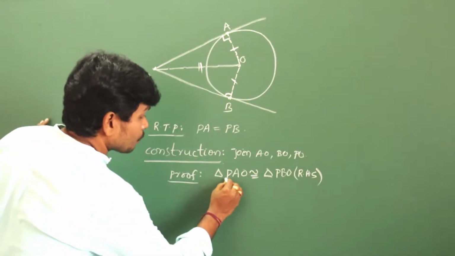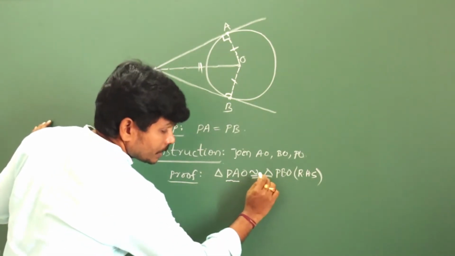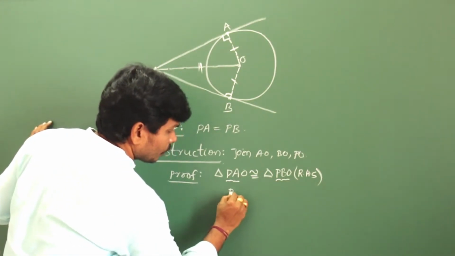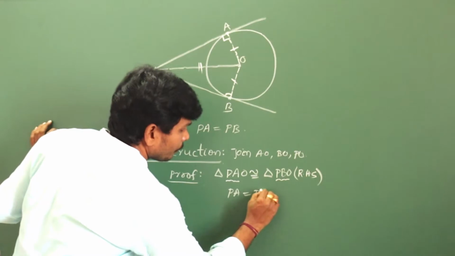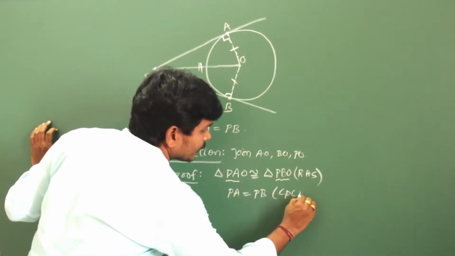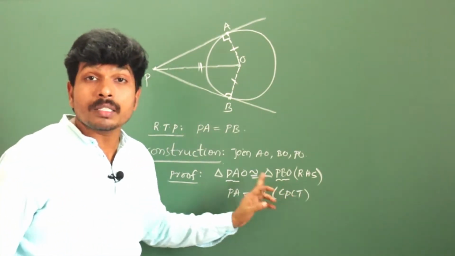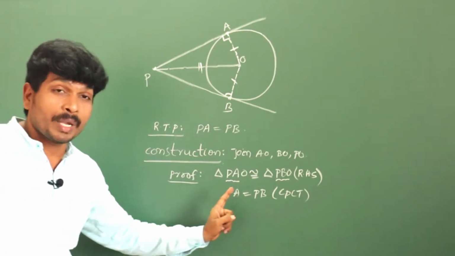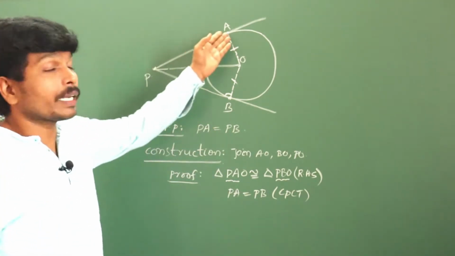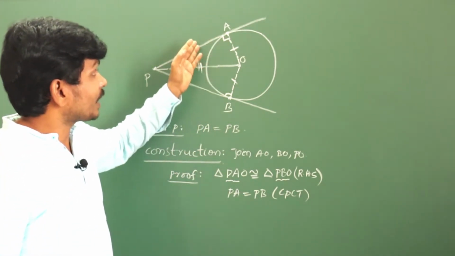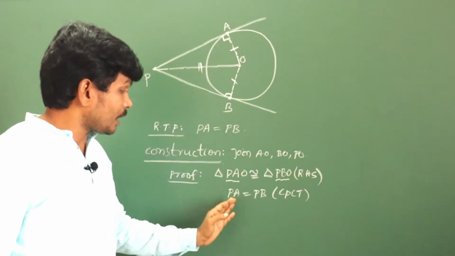So what is the corresponding part of PA? In the same position, PB. Therefore, PA is equal to PB by CPCT, meaning corresponding parts in congruent triangles. PA equals PB. So you got it. The lengths of the tangents drawn from an external point are equal.